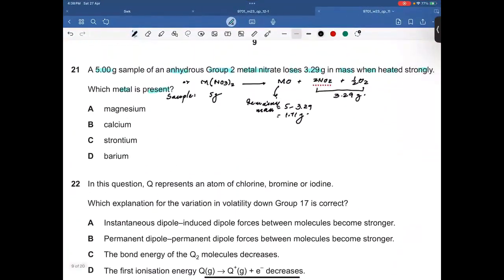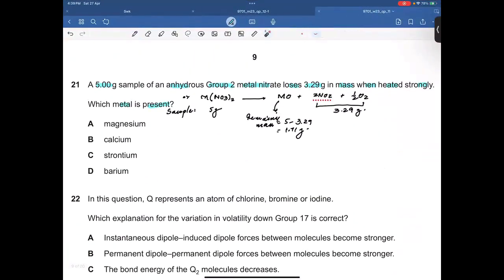All right. So we know the mass of the sample, and we know the mass of this substance. So we can equate these two values. Mass of sample is 5.0 divided by the Mr of this nitrate. M will remain as it is because I have to find that out, plus NO3, which is 14 plus 16 times 3, so 62, times 2. This is the whole 62, and times 2 is going to be 124.